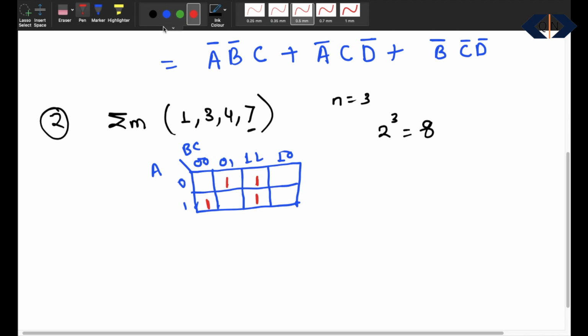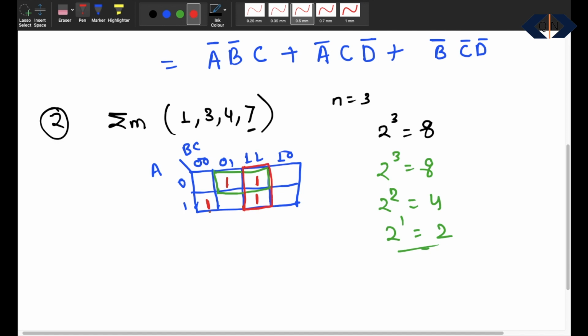So now we will start grouping. First we look for 2 to the power 3, which is 8. Can we form a group of 8? We can't. So we check for 2 to the power 2, which is 4. Can we make a group of 4? We can't. So let's look for 2 to the power 1, which is 2. Can we make a group of 2? Yes, we can definitely make a group of 2. So how can we make it? This is one group, and this is the other group.